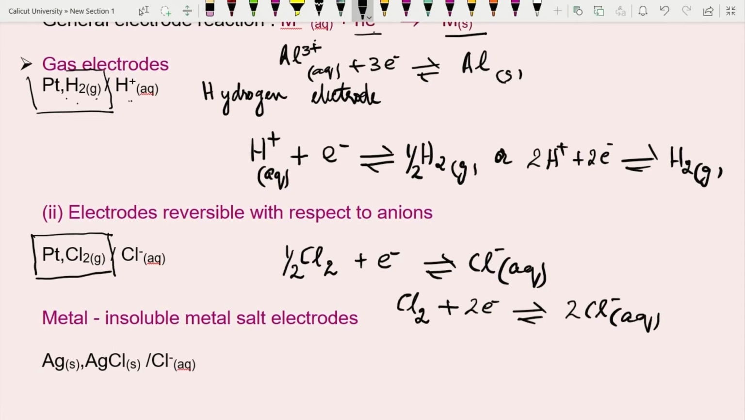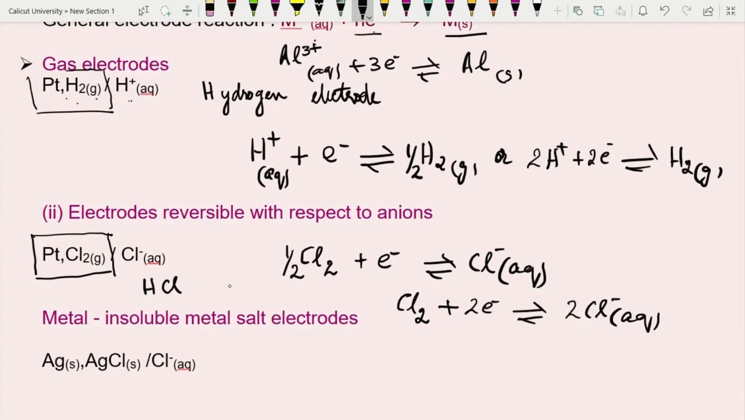So, here we have chlorine gas, again just like hydrogen, bubbling through a solution which contains chloride ions. Now, the chloride ions you can get from HCl, you get sodium chloride, KCl, all these have chloride ions. So, any of these electrolytes which can furnish Cl minus ions, you take that and then bubble chlorine gas through it, insert a platinum wire and it makes a chloride electrode.